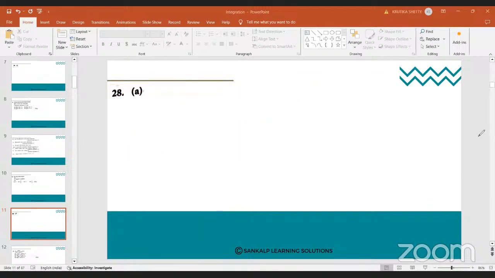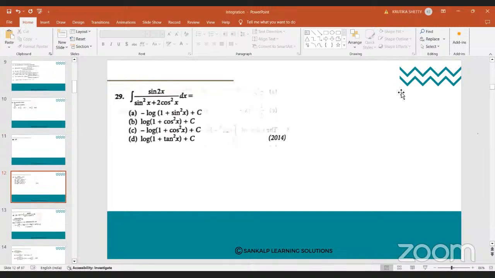Next question, question 29. Sine 2x upon sine square x plus 2 cos square x. Okay, so we will discuss the solution for this.